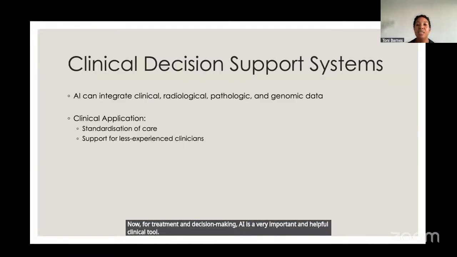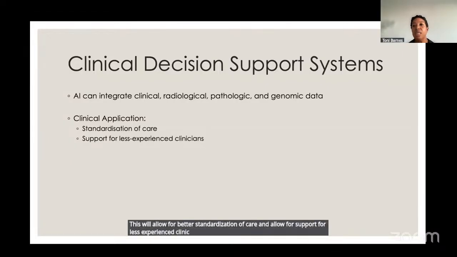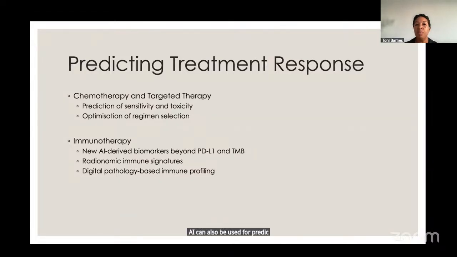Now, for treatment and decision-making, AI is a very important and helpful clinical tool. It is a clinical decision support system, not a replacement for an oncologist, as AI can integrate clinical, radiological, pathological, and genomic data. This will allow for better standardization of care and allow for support for less experienced clinicians or doctors that do not have access to specialization. And this is very helpful in Jamaica, where oncologists tend to be concentrated at very specific sites and usually type A hospitals.